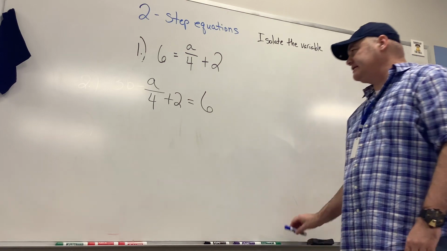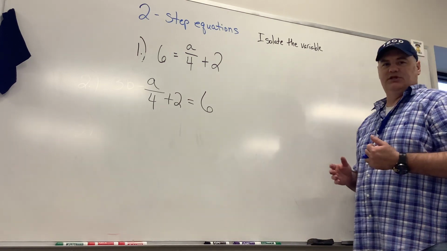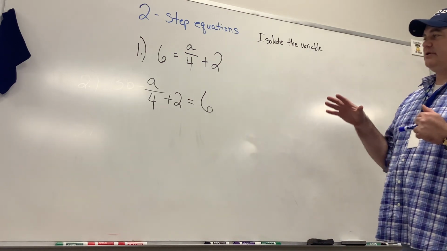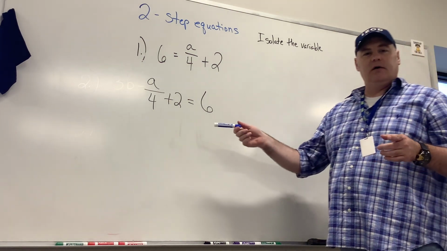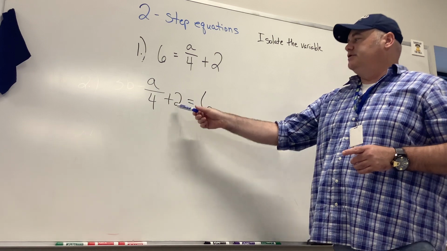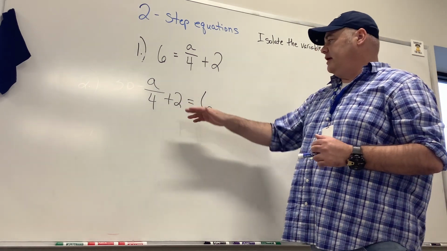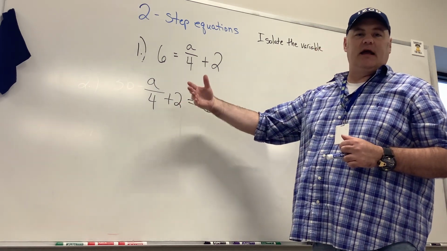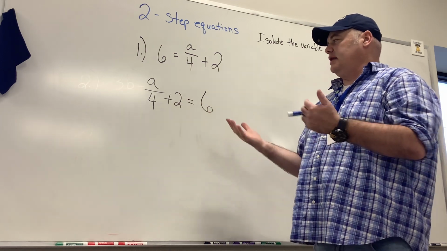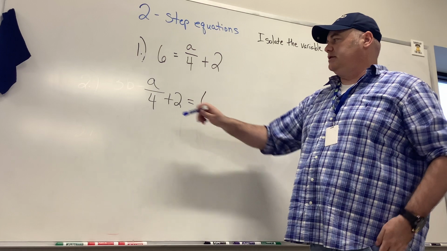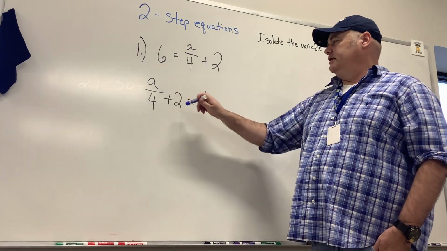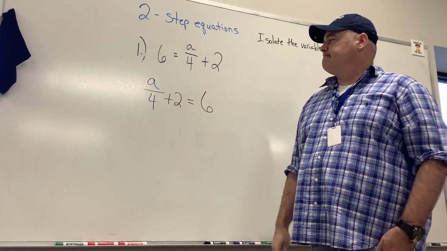The second step, now we've got to make a decision, and this is where I'm going to try to make it as simple as possible. When you are moving the 2 and the 4, one of them you're going to have to subtract, one of them you're going to have to multiply. Which one should I do first? Because to get rid of the 4, you need to multiply. To get rid of the 2, you need to subtract.